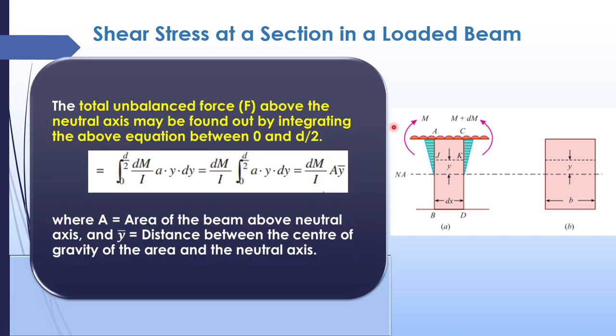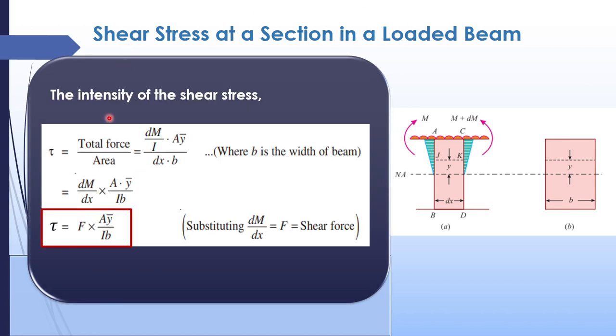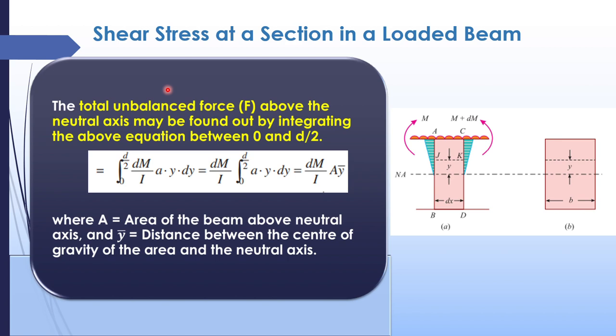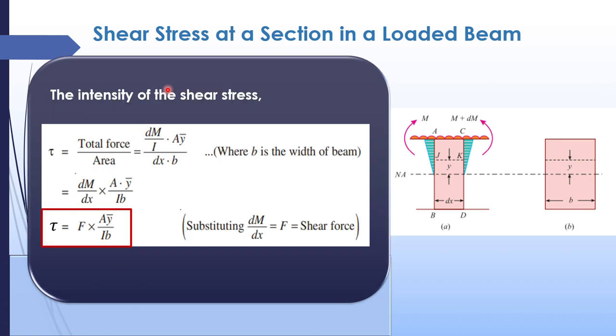Below also it will be the same. The net unbalanced force below the neutral axis of the section will also be the same, because it is a uniform figure. Now the total shear stress. The unbalanced force is nothing but the shear force. Now the total shear stress is nothing but the total shear force divided by area.